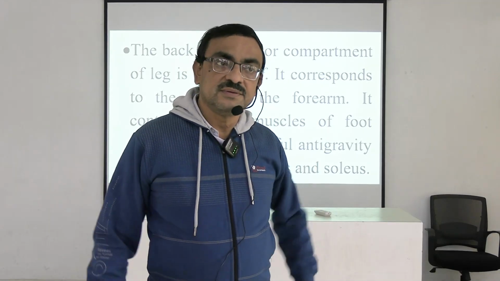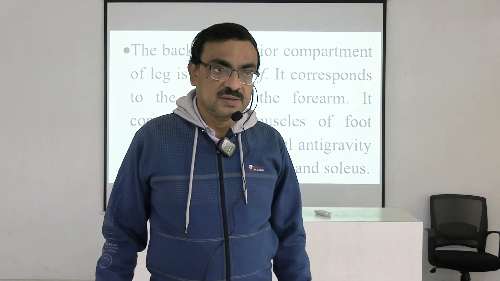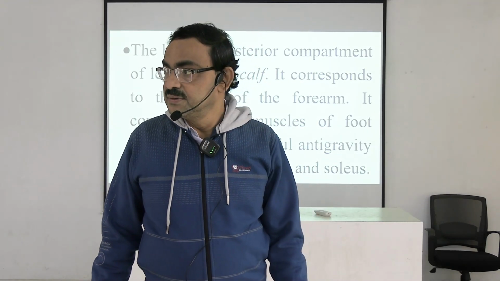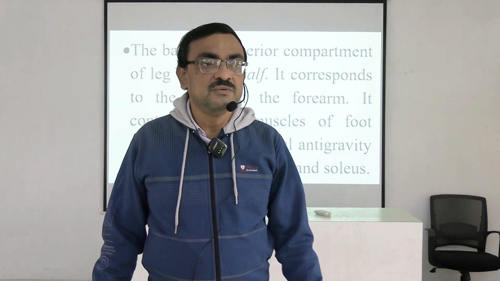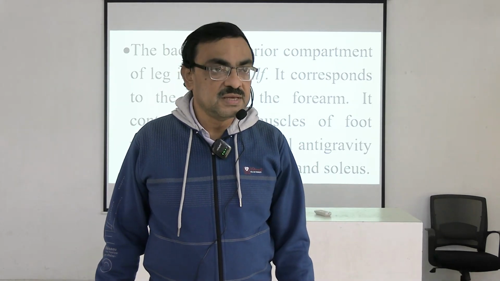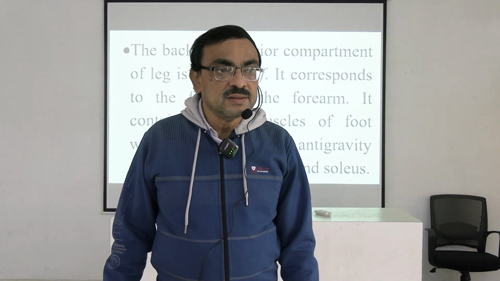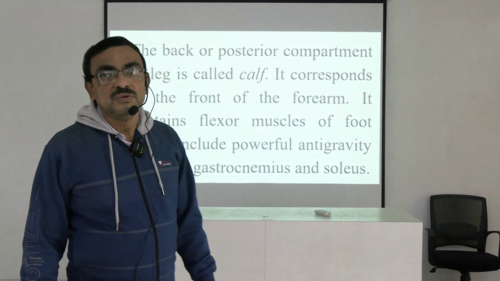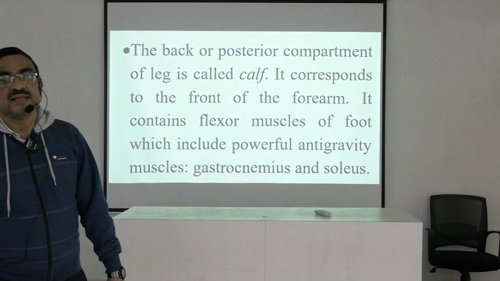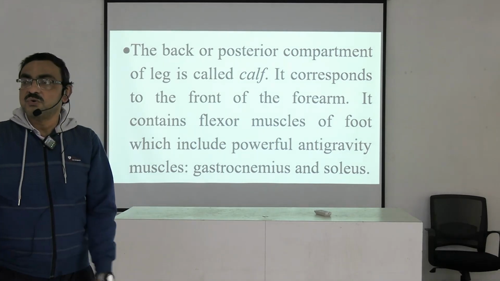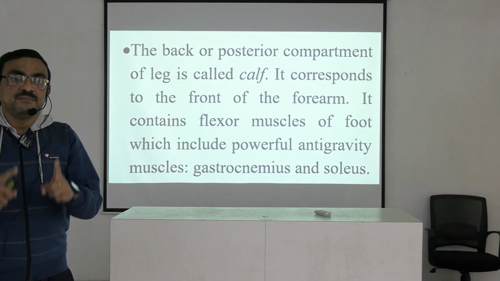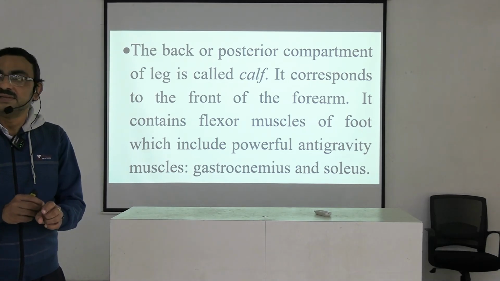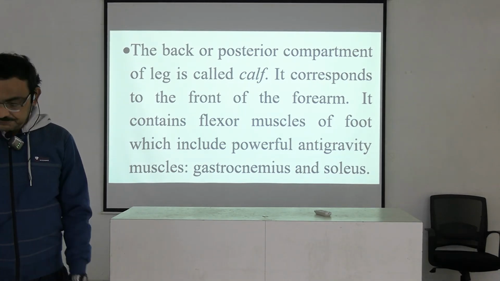Yesterday we have seen gastrocnemius muscle. It has got two heads, medial head and lateral head, which forms the boundary of the popliteal fossa. Okay, and deep to the gastrocnemius we will get another muscle which has got a sole shaped pattern, that is the soleus.